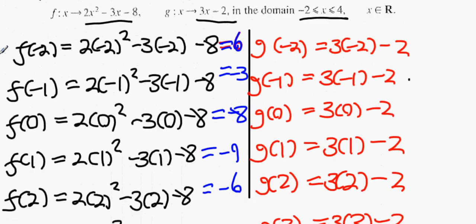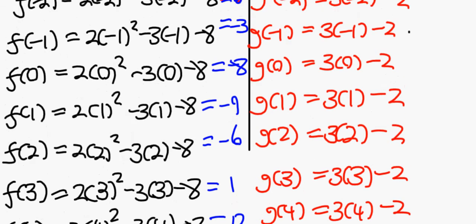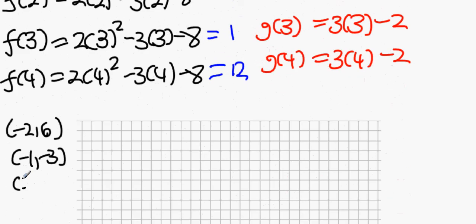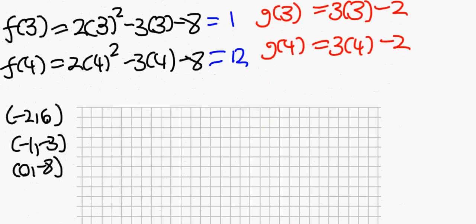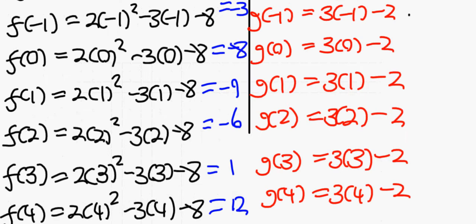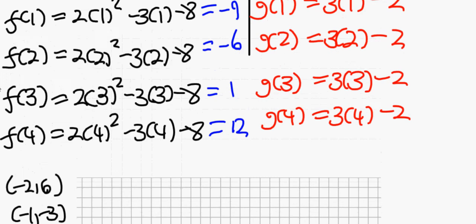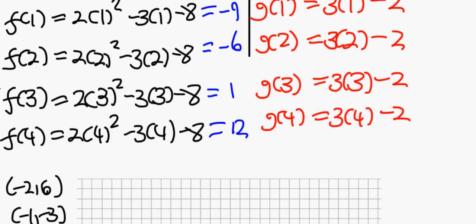Next one is minus 1, minus 3. The one after that is 0, minus 8. The one after that is 1, minus 9. The one after that is 2, minus 6. The one after that is 3, 1. The one after that is 4, 12.